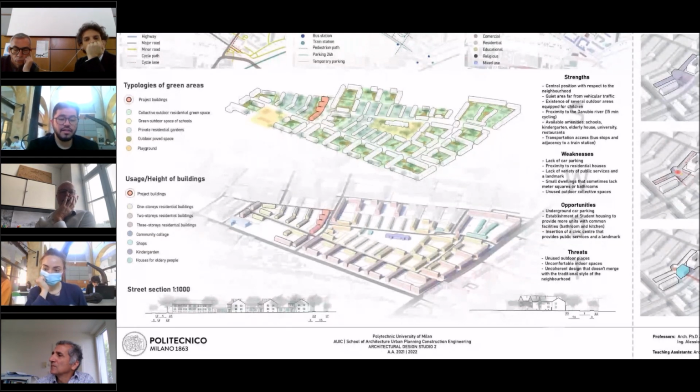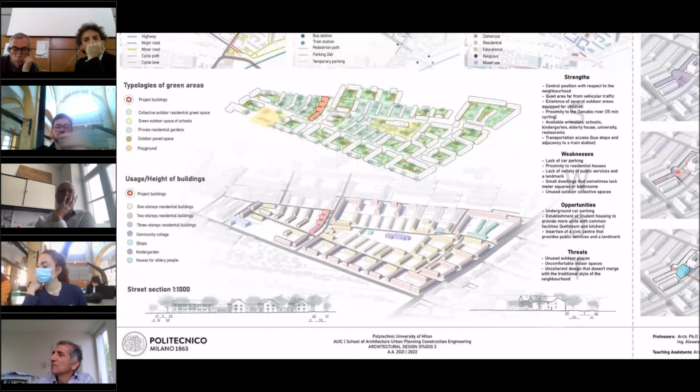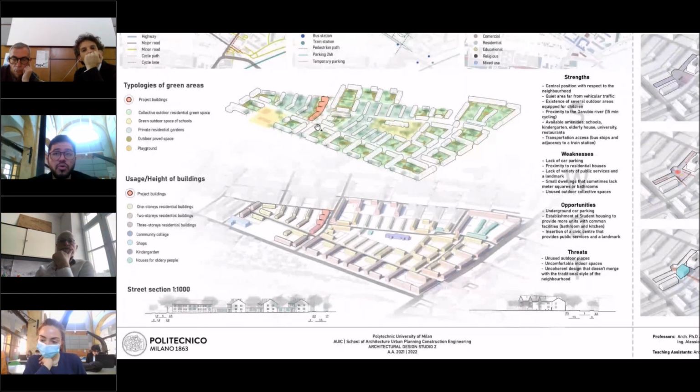We could also realize that the building has different storages, going from one floor in the commercial ones to two or three floors. And then we decided to also do a SWOT analysis to summarize our analysis and give more precision to our work. For example, some of the strengths were a central position with respect to the neighborhood, a quiet neighborhood and very quiet vehicular traffic.